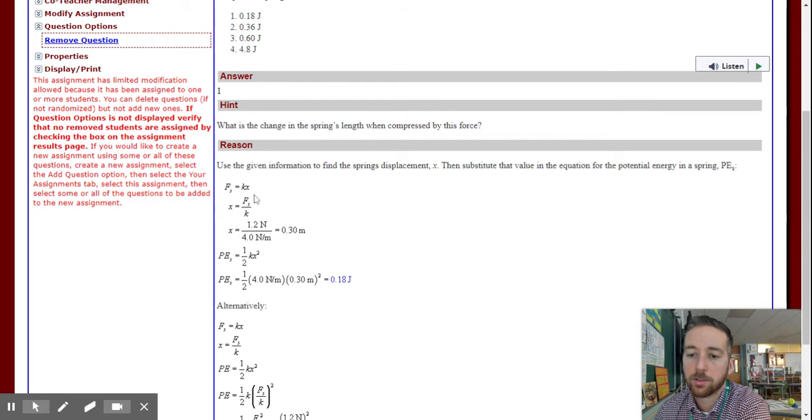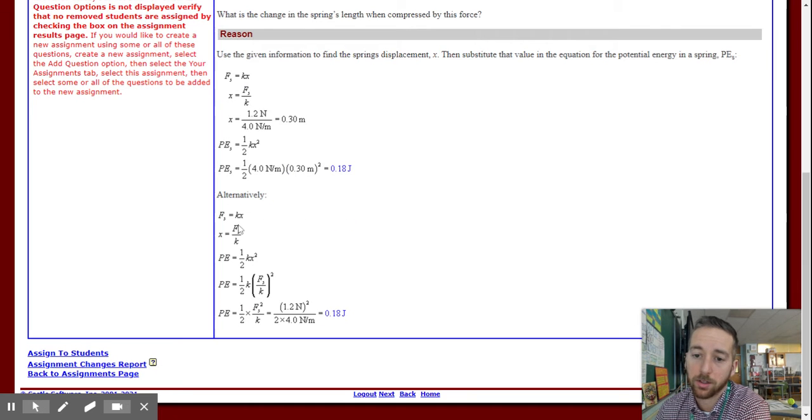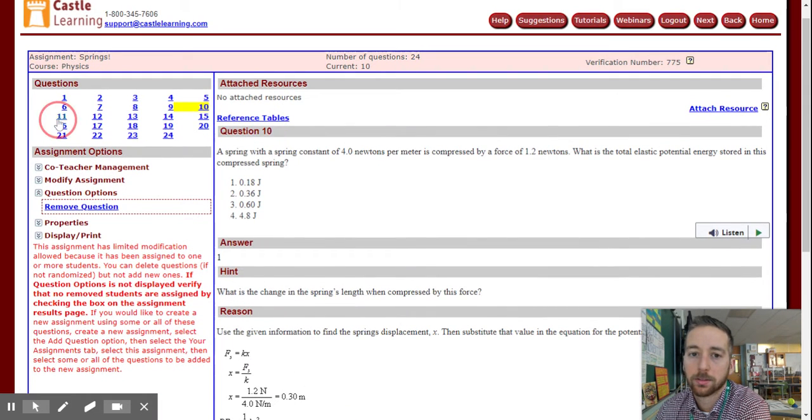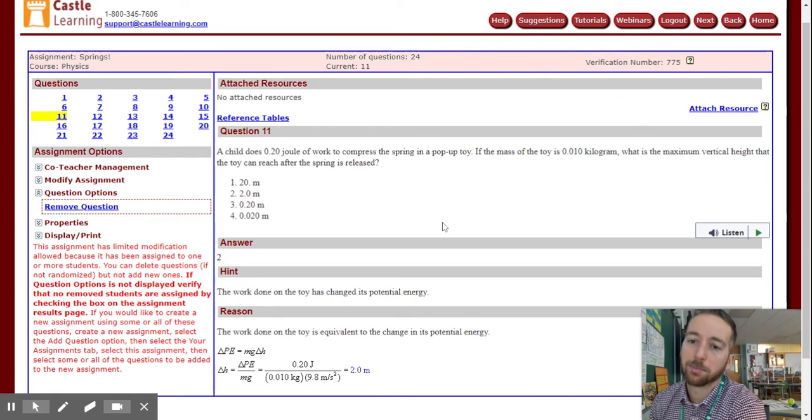Very good. I assume most people found the value of the number and then substituted it in, but you could rearrange and redefine x as Fs over k and substitute that in. 18 joules. Question 10 is tricky, 2 steps.